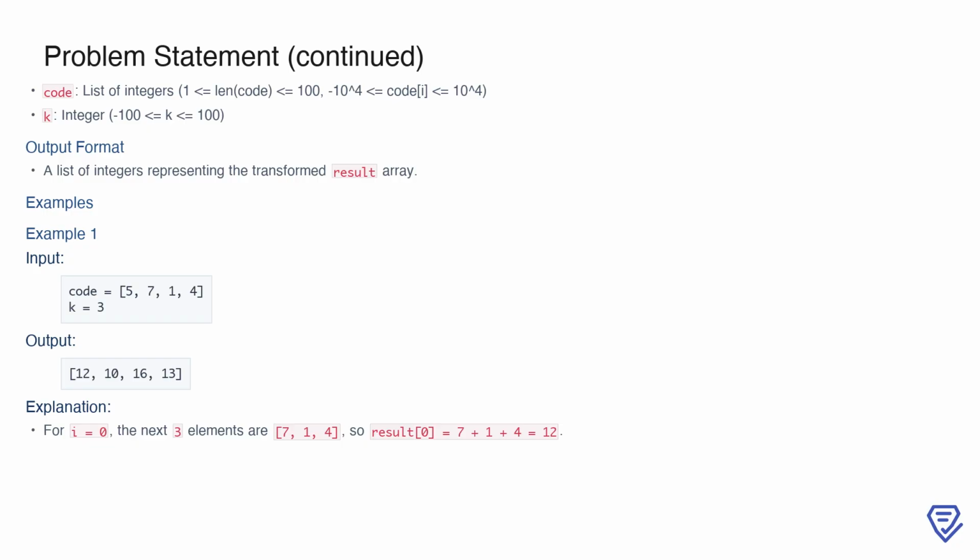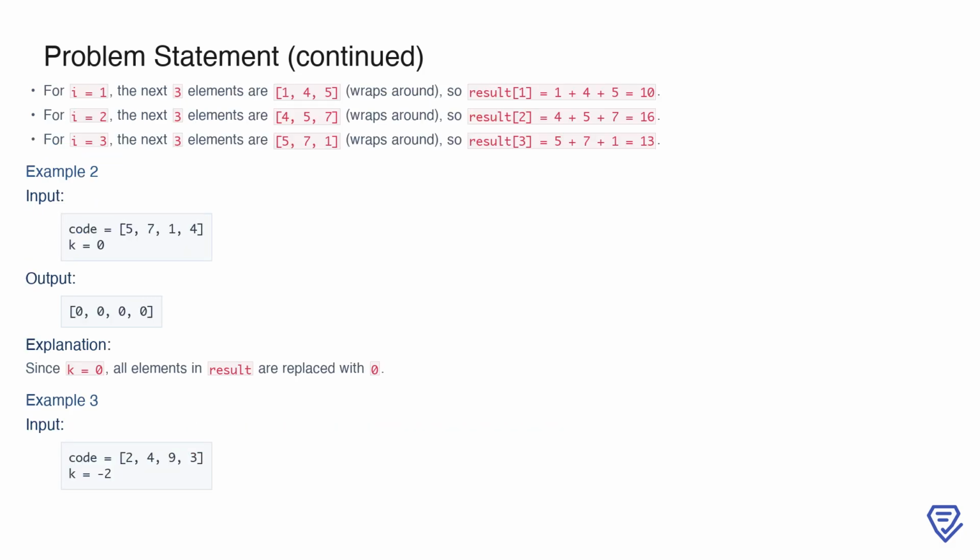In the first example, the input code is 5, 7, 1, 4, and k is 3. Here, to compute the result array, we sum the next three elements for each index in a circular manner. For instance, when i equals 0, the next three elements are 7, 1, 4, so result 0 is 7 plus 1 plus 4, which equals 12.